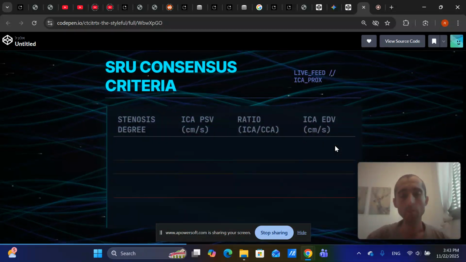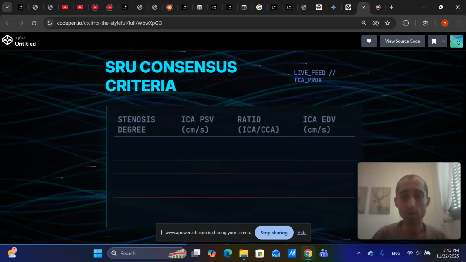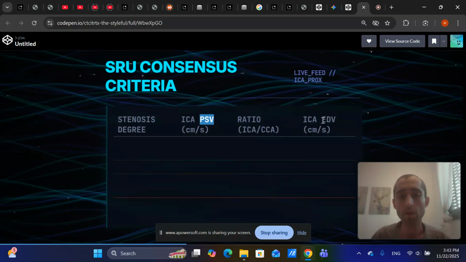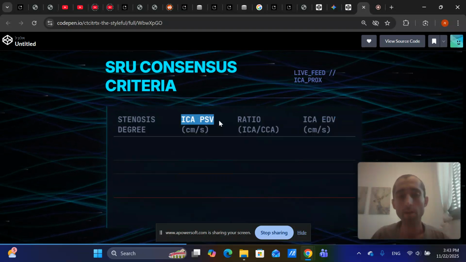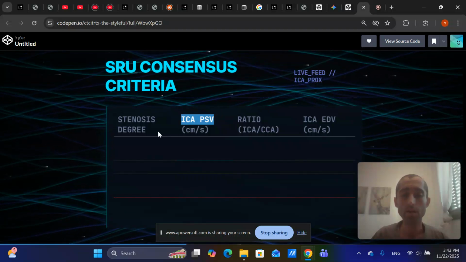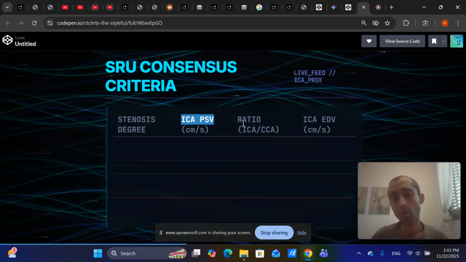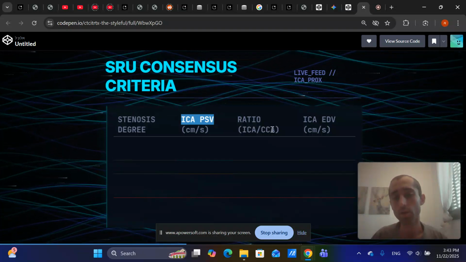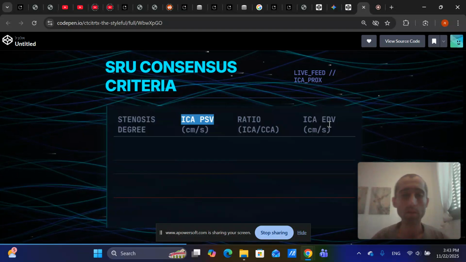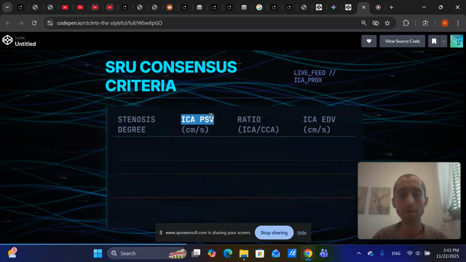Now, here you will see the grades based on the velocity. You will see the internal carotid artery peak systolic velocity and end diastolic velocity, but this is the main thing. Peak systolic velocity in centimeter per second will be the definition for stenosis degree. We'll also use the ratio between the internal carotid artery, the common carotid artery, and the end diastolic velocity, which will help us in some cases that are not clear cut, but peak systolic velocity will be the main criteria.